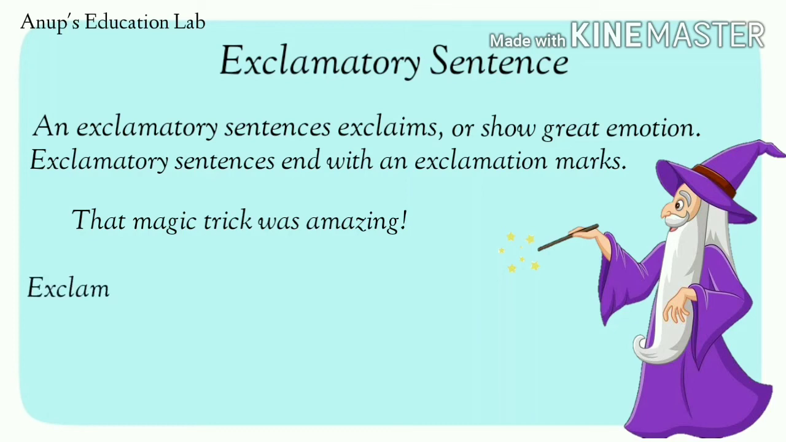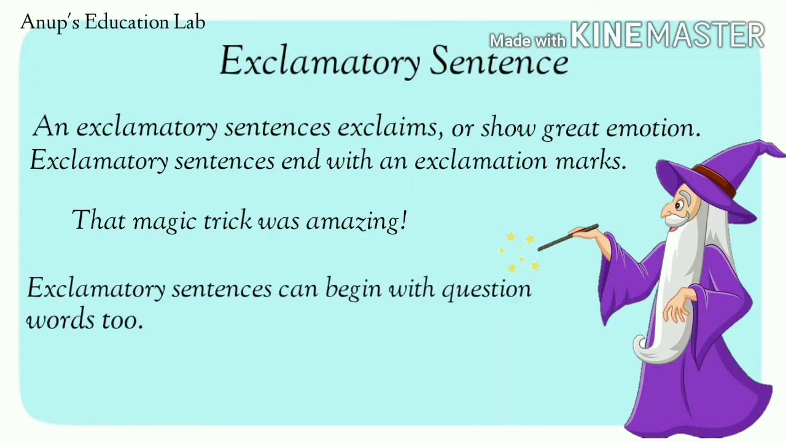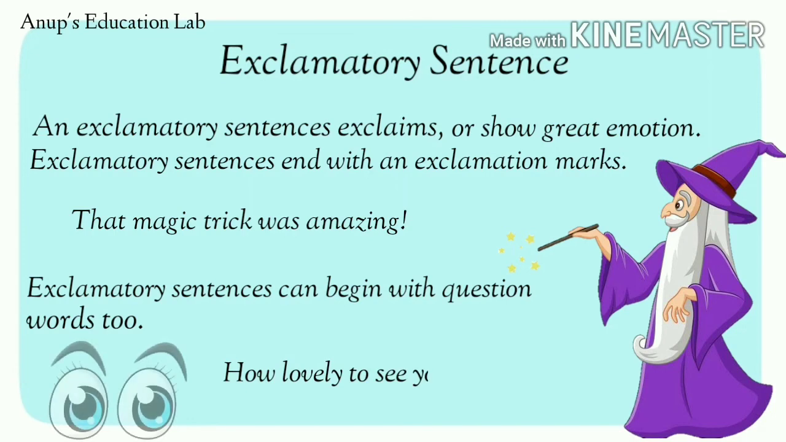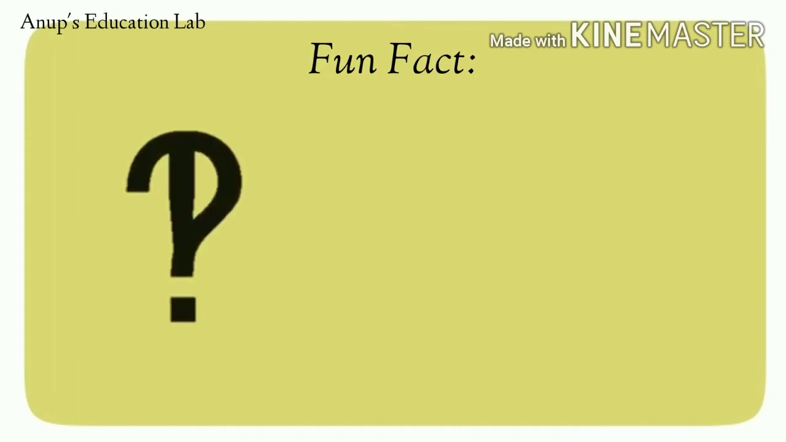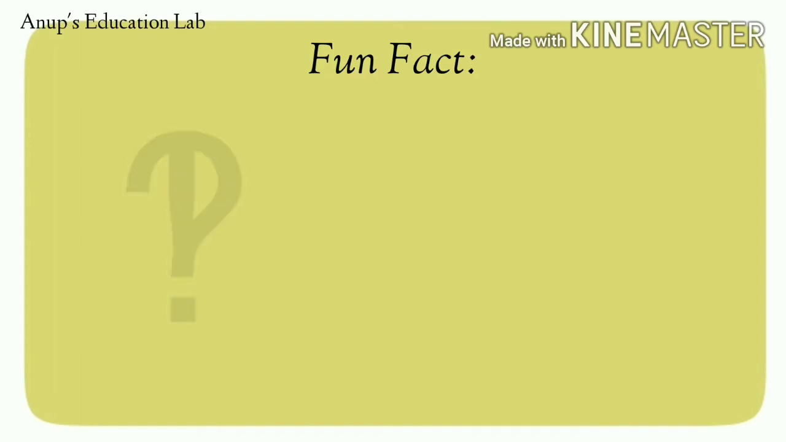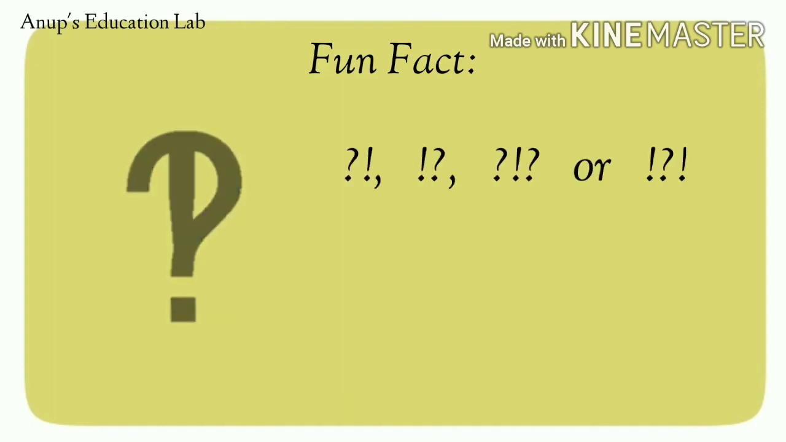Exclamatory sentences can begin with question words too. Example: How lovely to see you! Now, there's a fun fact. This punctuation mark is called the interrobang, often represented by these marks too. It truly is a type of punctuation mark.